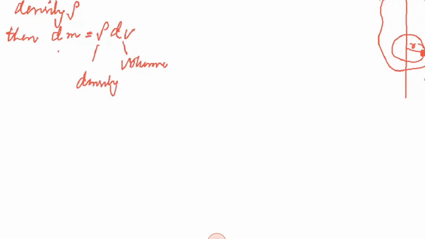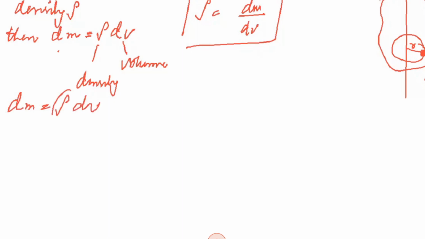As you must be knowing, density is equal to change in mass by change in volume. This is density. Now, your elemental mass dm will be calculated in terms of rho times dv. Now, why rho?